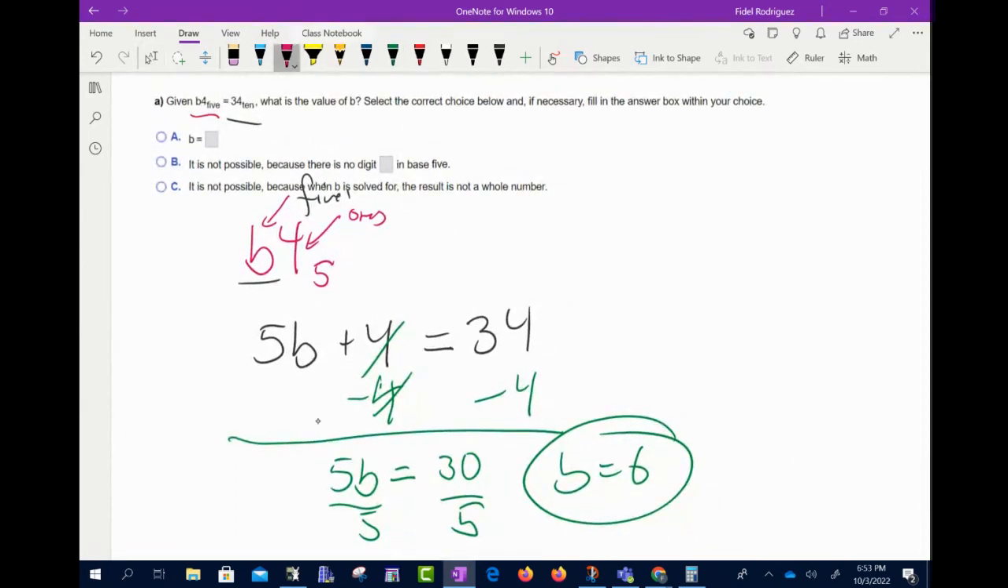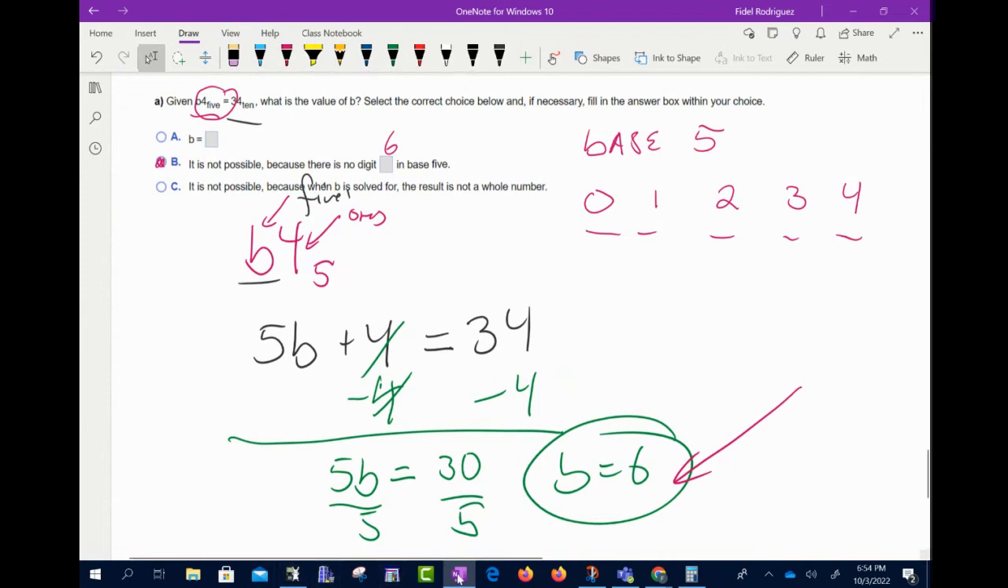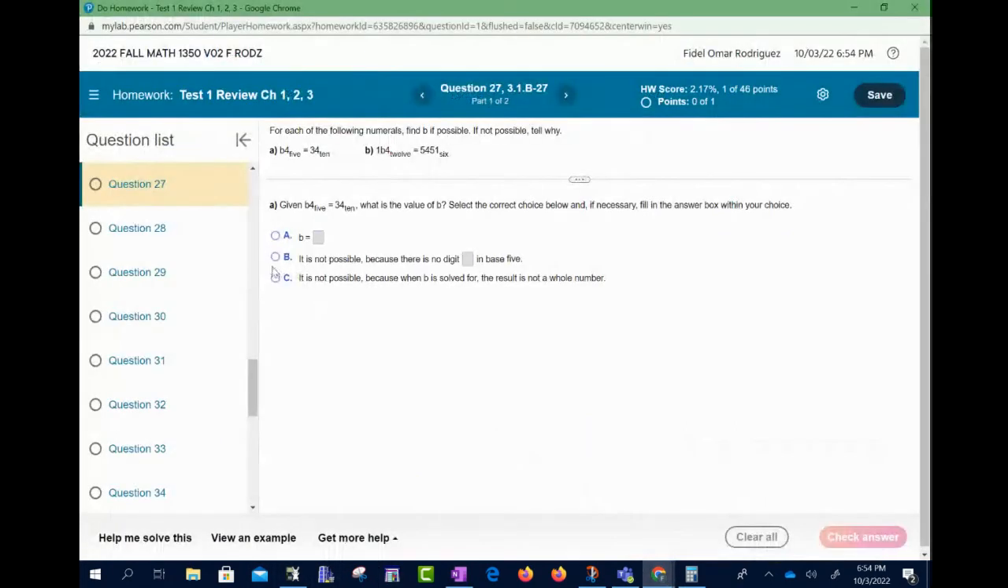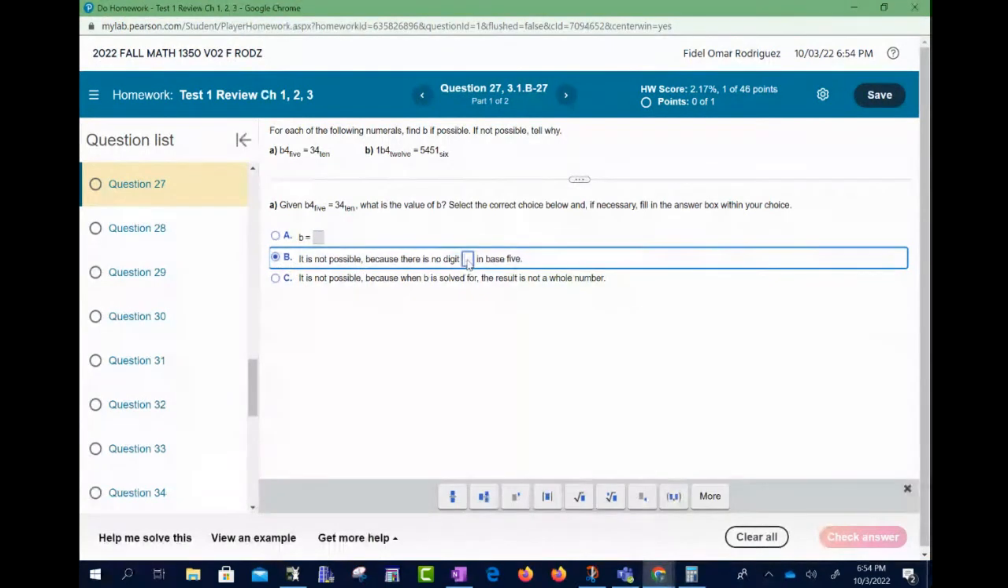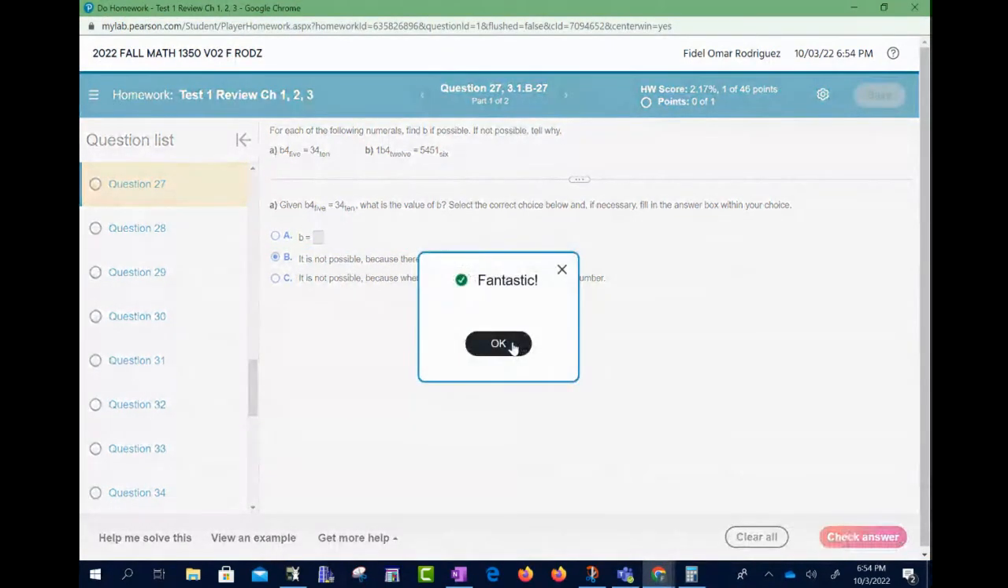Now, the one thing I want to go back and remind ourselves is that we're in base 5. In base 5, the only digits we use are 0, 1, 2, 3, and 4. The answer I came up with is 6, so I'm going to choose B: it's not possible, because there's no digit 6 in base 5. Coming back to my problem, that's not possible because there's no way I can end up with a 6.